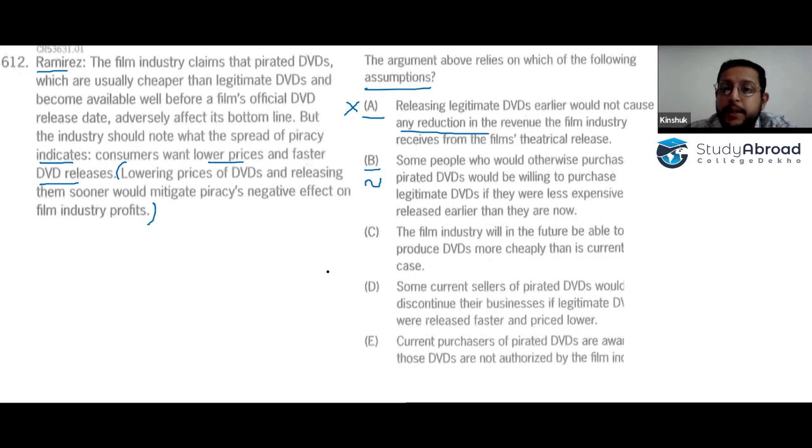So see here, the main idea of this sentence is that they will be able to produce more cheaply in future, right? That has nothing to do with the current argument the author is making. So Charlie, answer choice C cannot be your right answer.